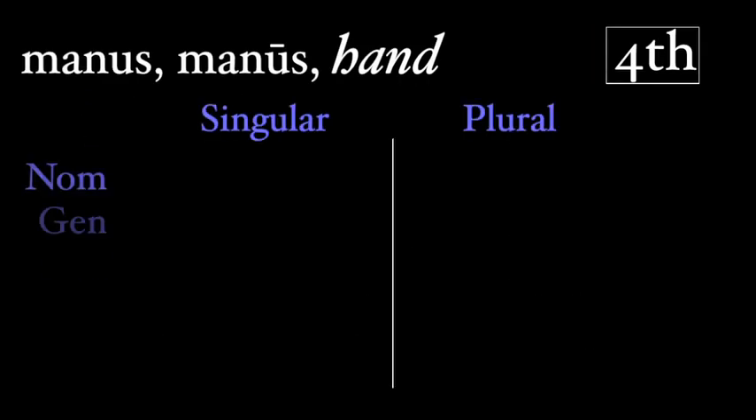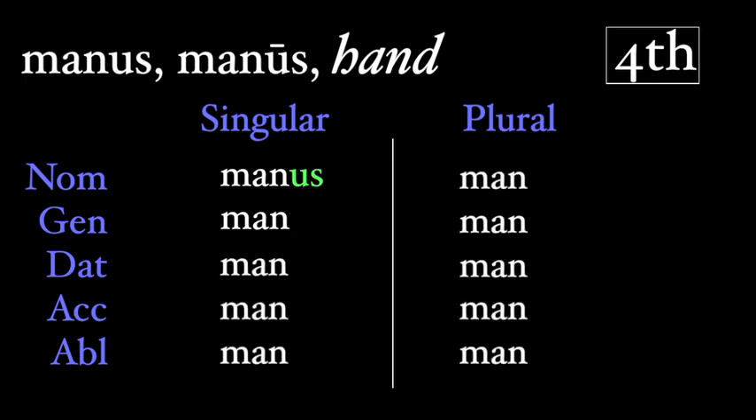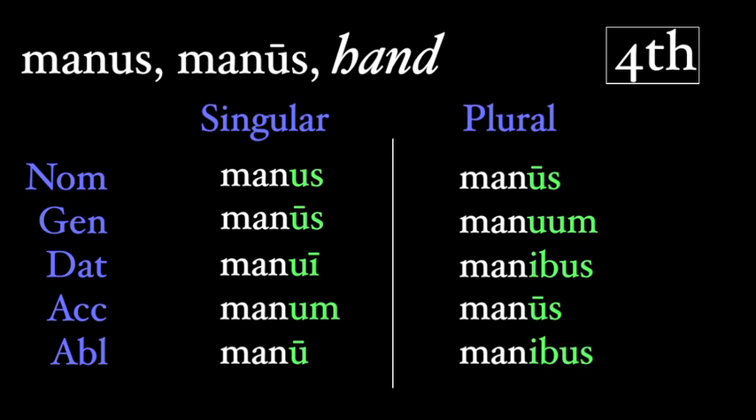So let's decline. We'll take our noun manus, manūs, and use the fact that the first form, manus, is the nominative singular, and the second form, manūs, is the genitive singular. Then we look at manūs and remove the ending. Man- is the stem, and we add our endings to this: -ui, -u, and in the plural, -us, -ibus, -ibus.